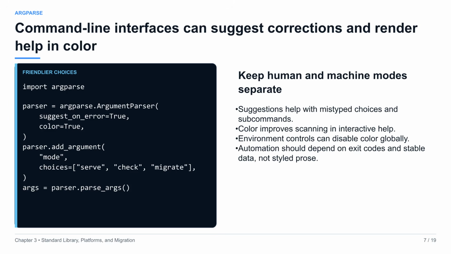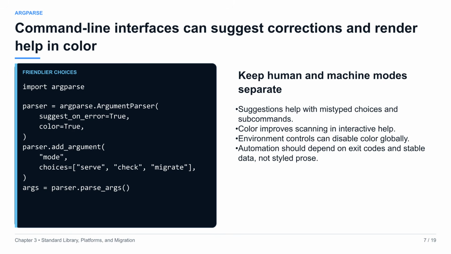Argument parser gains suggest_on_error for close matches to choices and subparser names, while colored help improves interactive readability. These features can upgrade a command line experience with minimal code. They also reinforce a boundary between human and machine interfaces.